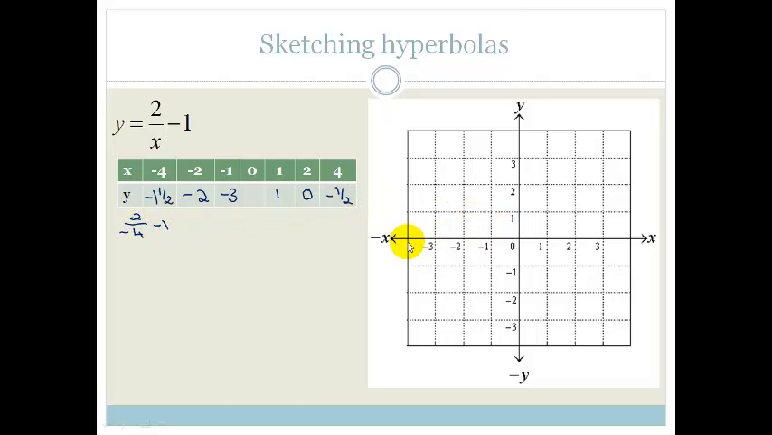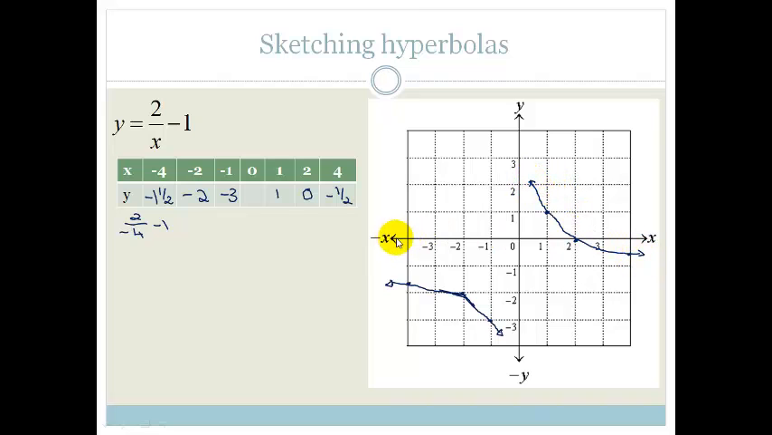If x equals minus 4, y is going to be minus 1.5. If x is minus 2, y is minus 2. And if x is minus 1, y is minus 3. So now the graph seems to have moved down a bit. So our hypothesis that this minus is pulling it down seems to make sense, but let's just carry on. If x is 1, y is 1. If x is 2, y is 0. And if x is 4, y is minus 1/2. So again, have a look at that.